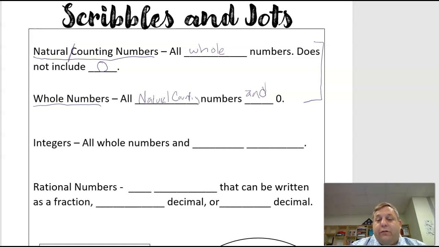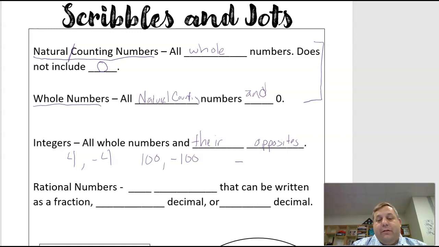Integers are all whole numbers, and this is a little different, and their opposites. In math, an opposite is negatives and positives. And you may have heard of negative numbers. I know you haven't used them a whole lot yet. We're going to learn how to use those this year. So if I had 4 as a whole number, its opposite would be negative 4. If I had 100 as a whole number, its opposite would be negative 100.